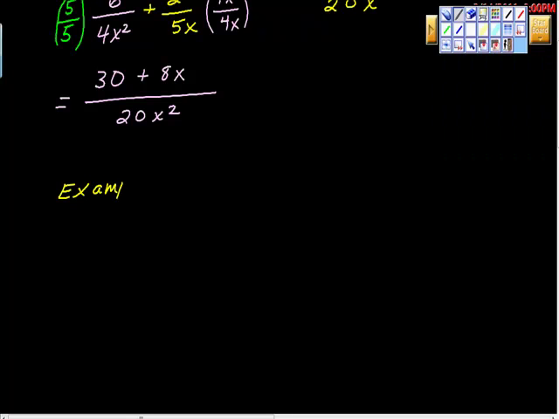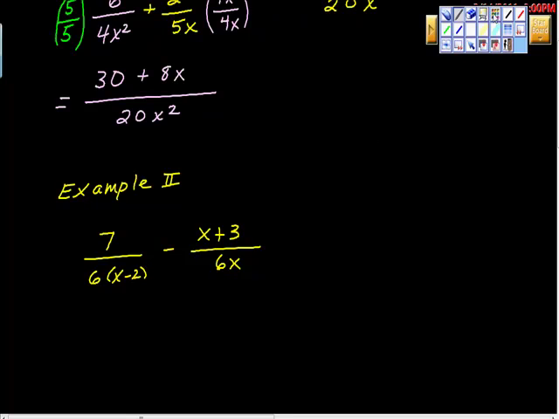So let's have example number 2 here, shall we? Example number 2, we have 7 times 6 times the quantity x minus 2 minus x plus 3 over 6x. So look, these both have a factor of 6. We don't need to mess with that, do we? This one has a factor of x. Remember, this is not a factor of x. This is a factor of x minus 2 here, isn't it?